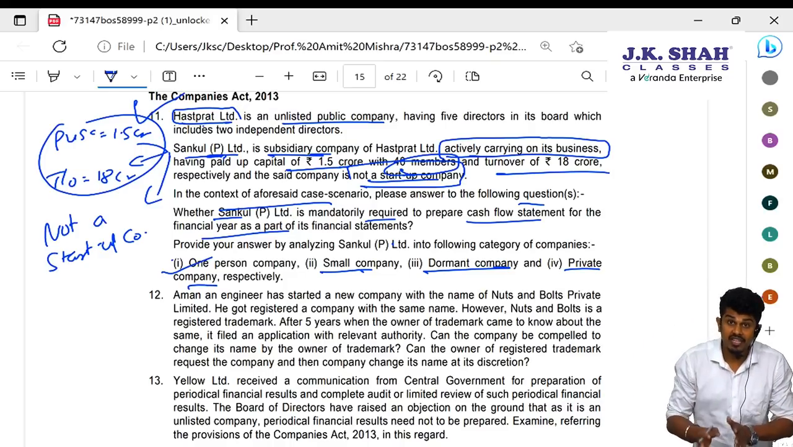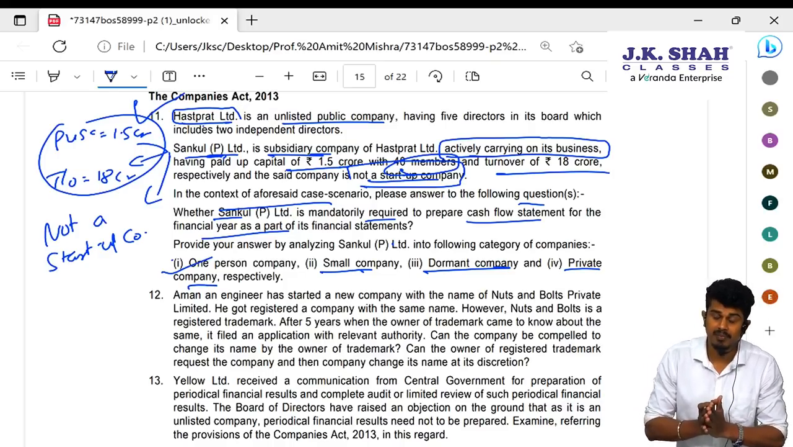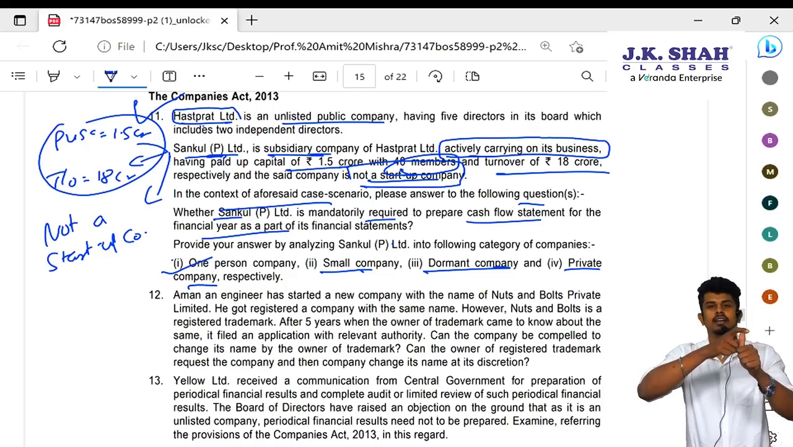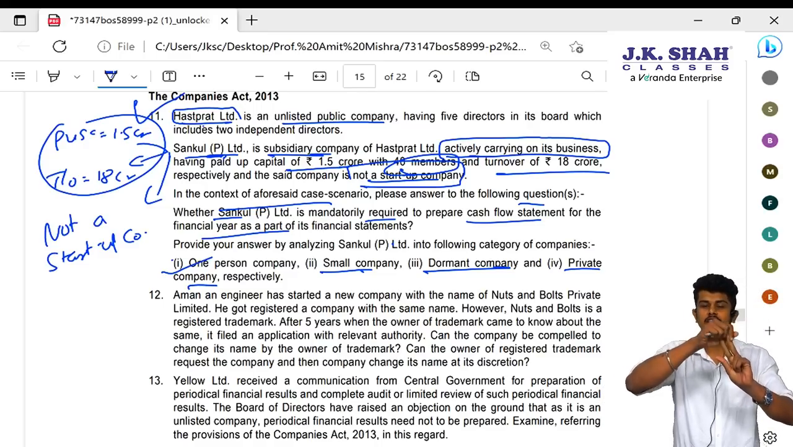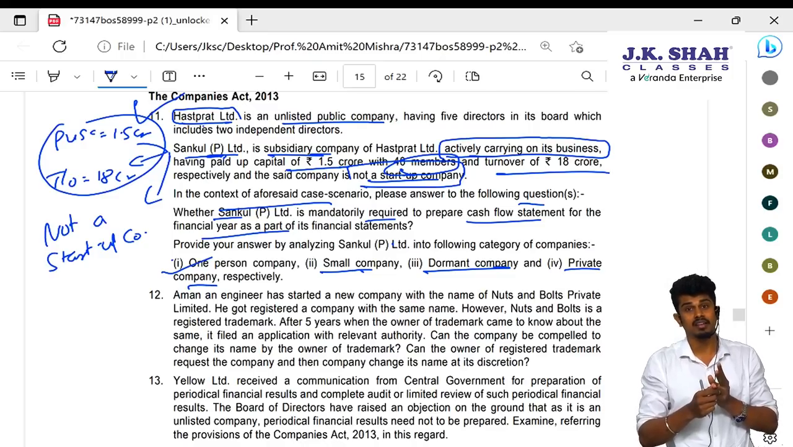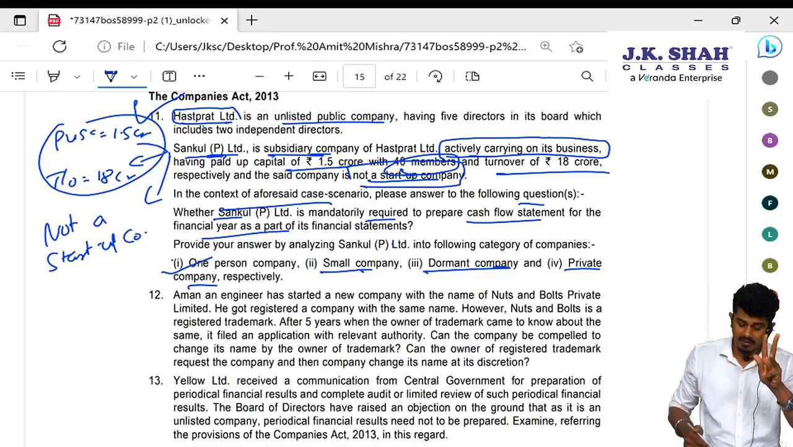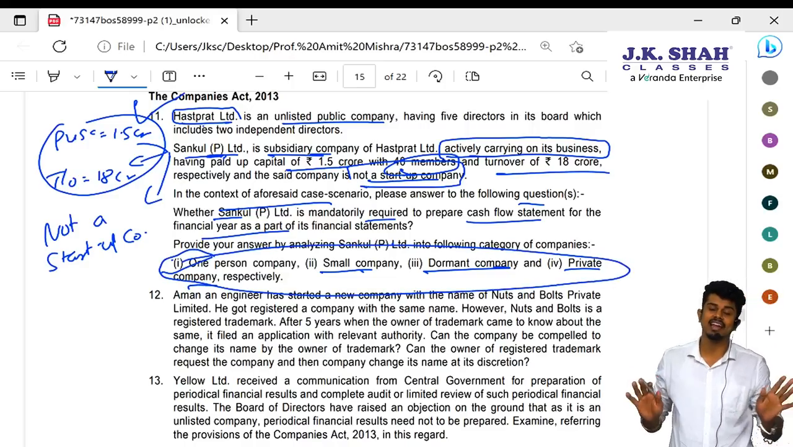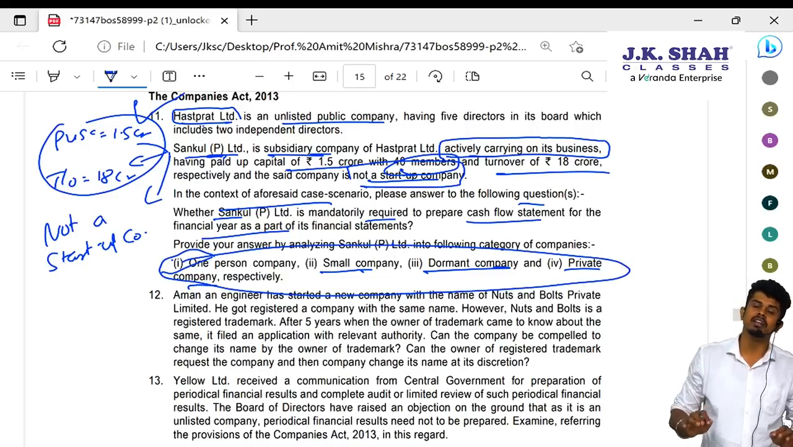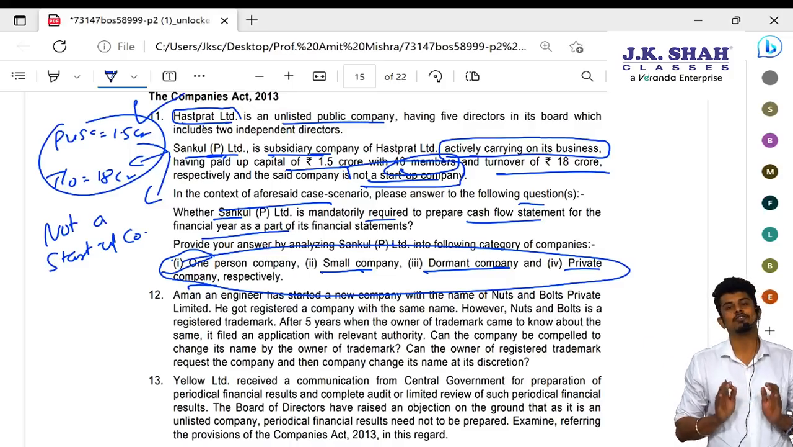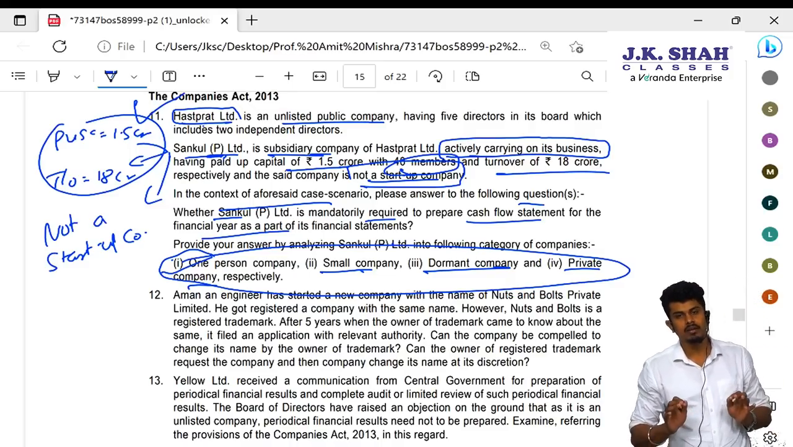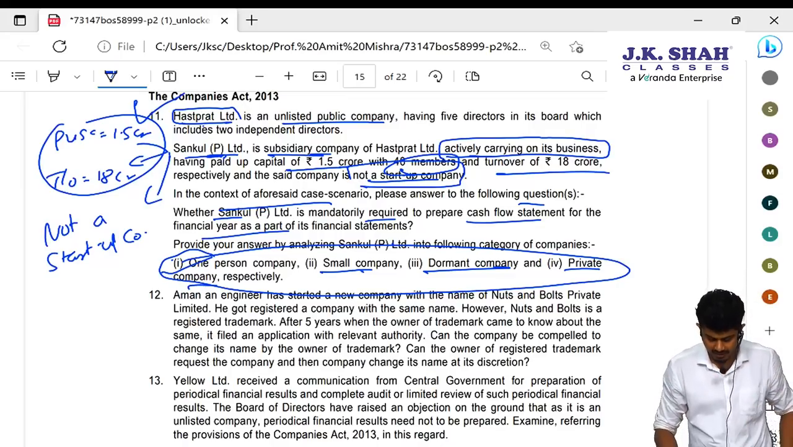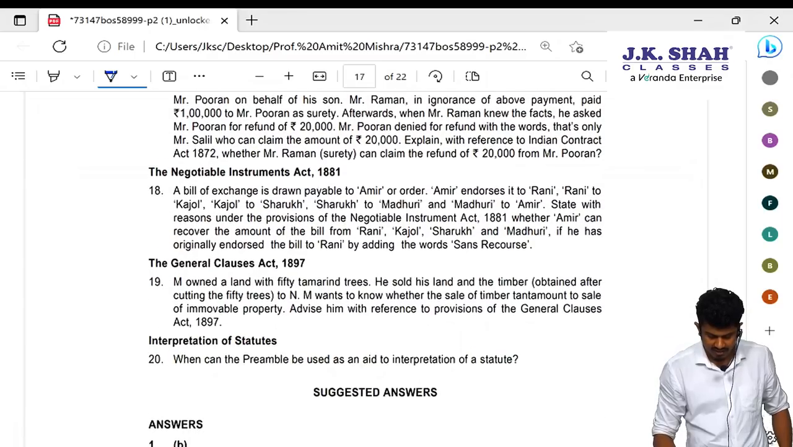Now, every company in India is required to prepare cash flow statement except one person company, small company, dormant company and startup private company. Since Sankalp Private Limited is not falling in any of these categories, Sankalp Private Limited will have to prepare cash flow statement. Correct? So how will we present the answer over here?